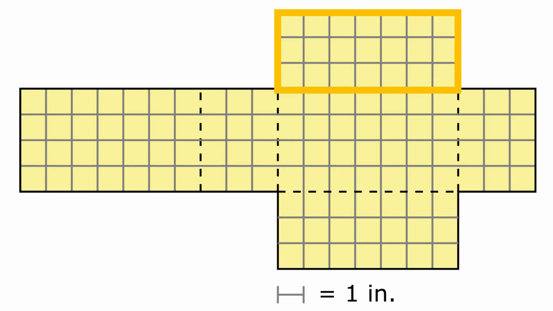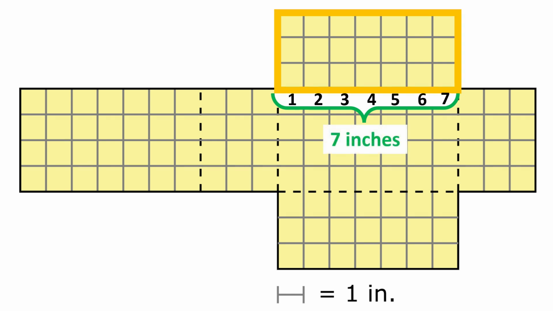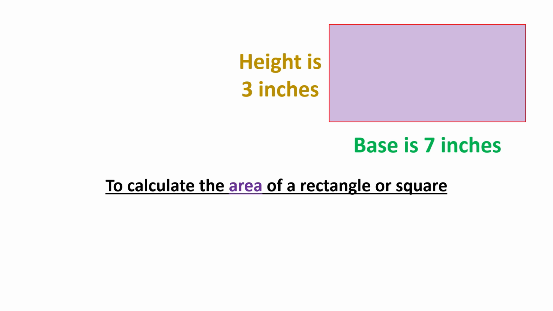Let's start with the rectangle on the top. We can find the base by counting up the number of squares in the horizontal direction. The rectangle on the top has a base of 7 inches. Likewise, we can find the height by counting the number of squares in the vertical direction, and we get a height of 3 inches. To calculate the area of a rectangle or square, we do 3 steps.